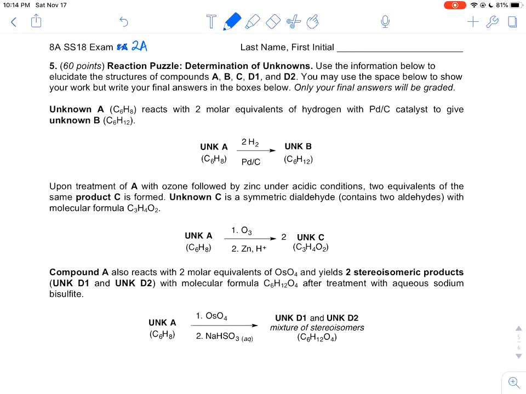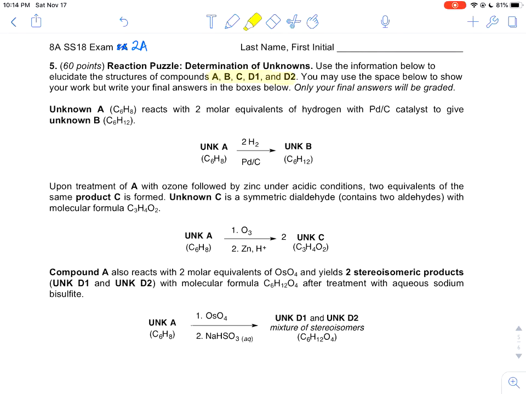This is the puzzle page, and here they're given a good amount of information, definitely enough information to figure out the structures of 1, 2, 3, 4, 5 different unknowns. And we're going to just take our time, take a nice deep breath, and then figure out what's going on here. So we're going to elucidate the structures of those 5 compounds.